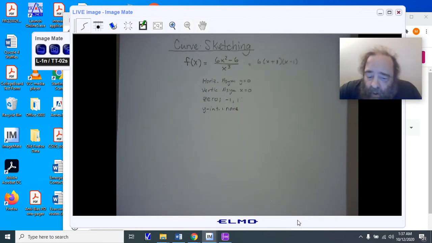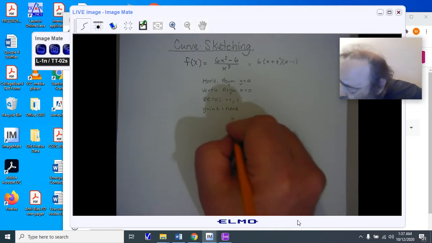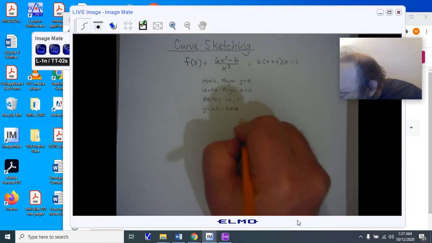So we have our horizontal asymptote, our vertical asymptote, we have our zeros, we have our y-intercepts. But one of the things that we weren't able to do before is determine our relative extrema and our points of inflection. This is what we are now going to be able to do with our first and second derivatives. Let's go ahead and start with the first derivative.